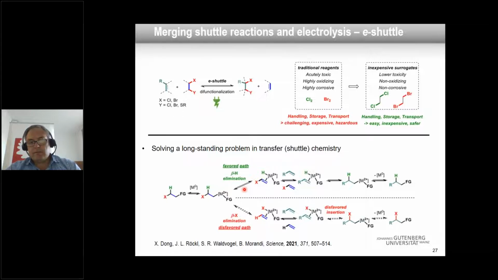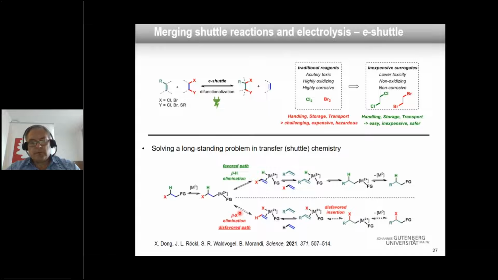The problem is that if you do this by metal catalysis, then beta-H elimination is one of the big problems. You generate the vinyl-X version all the time, and you do not replace both groups. It's so favored that you cannot do this one here.